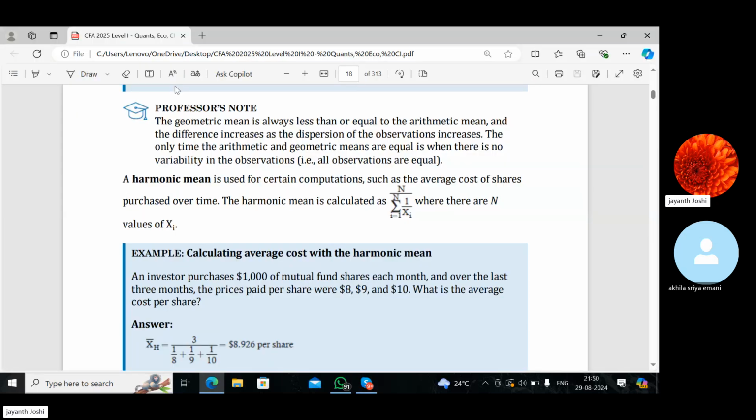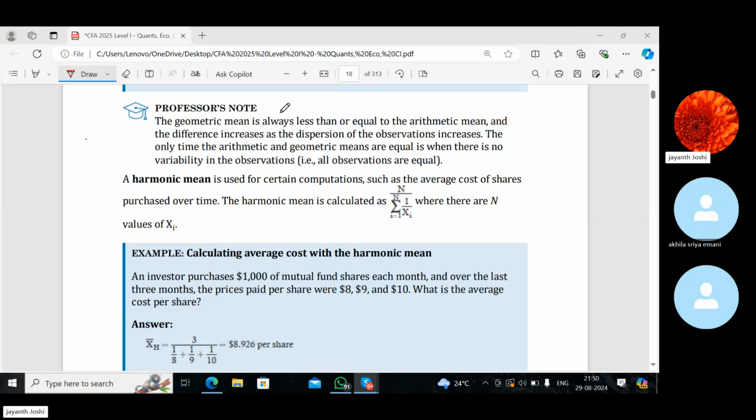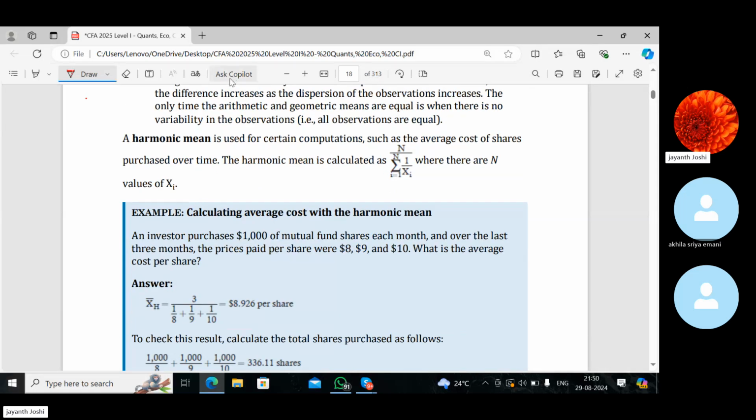So we are into the harmonic mean. We have calculated the arithmetic mean, and we know the arithmetic mean is the average of a few observations, whatever you collect. But there are also certain observations which are in fraction form. A harmonic mean is used for certain computations. What kind of computation? Such as the average cost of shares purchased over time.